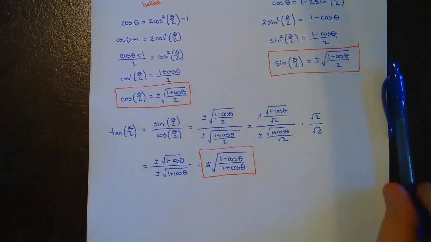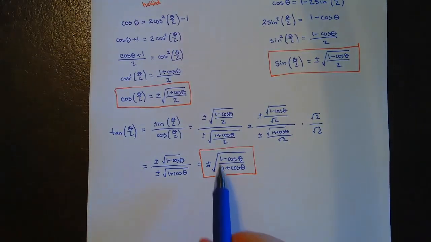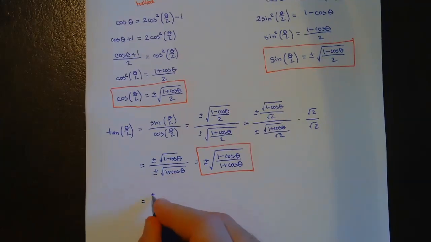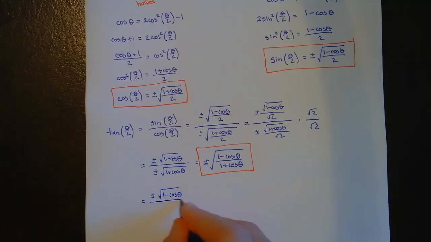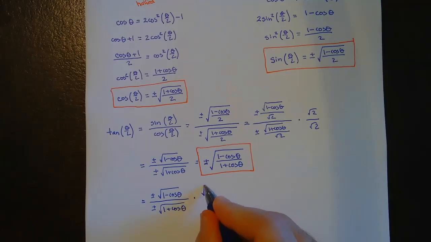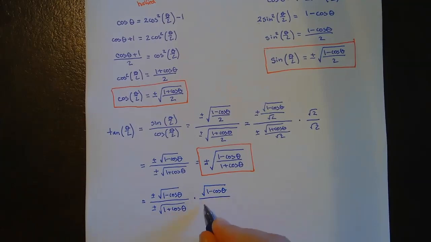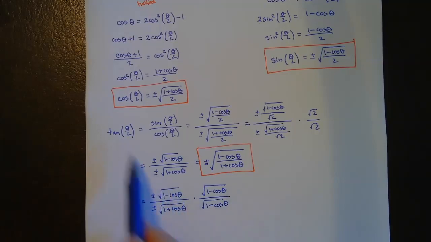Okay, so there's another version of this. If we start with this right here, plus or minus the square root of 1 minus cosine theta over plus or minus the square root of 1 plus cosine of theta, and we multiply by a version of 1, the square root of 1 minus cosine theta over the square root of 1 minus cosine theta. Okay, so this is the same as this.